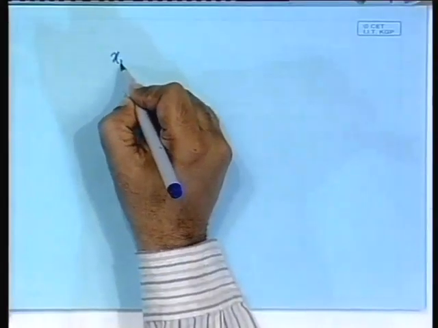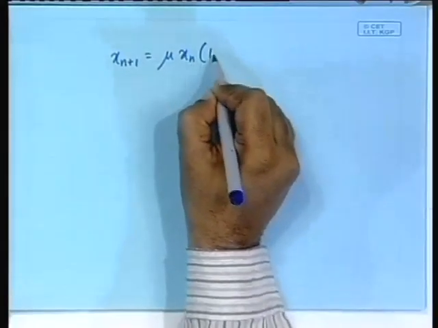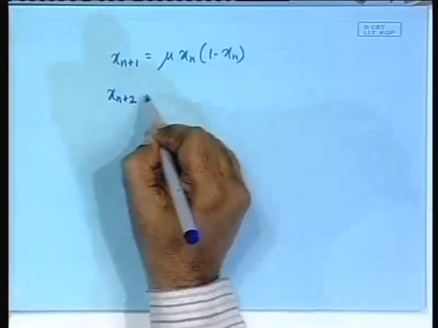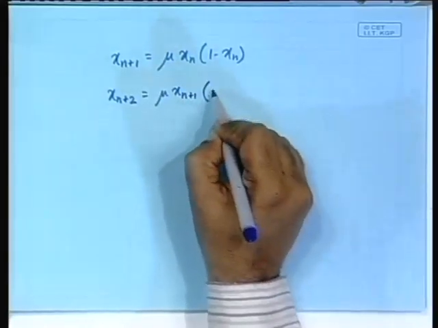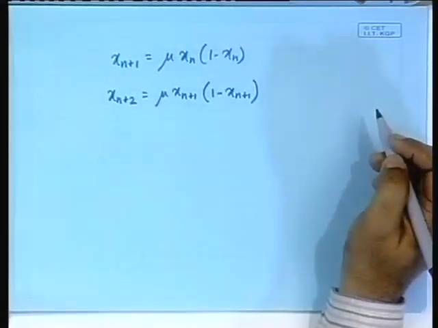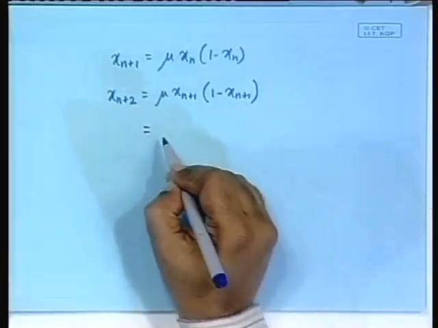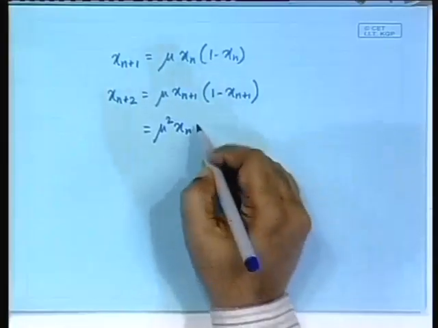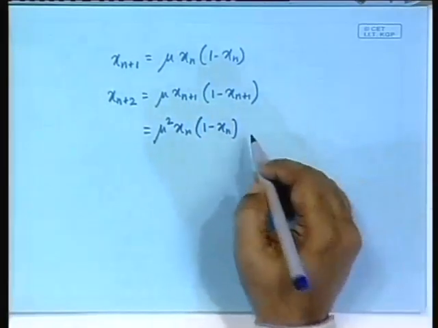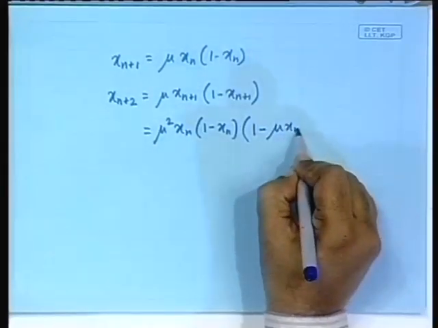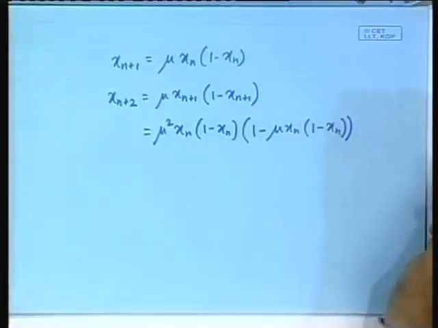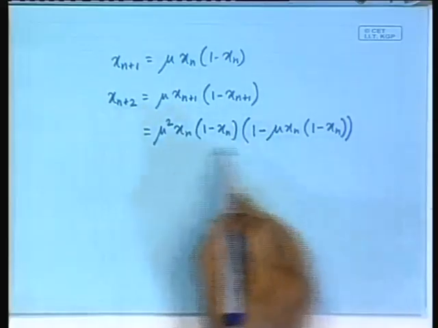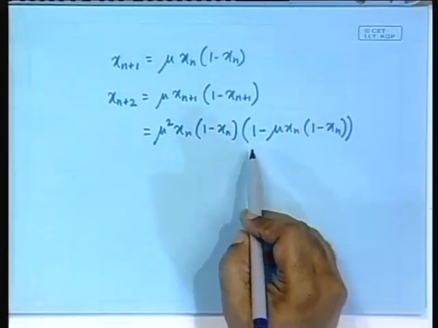How do you find out if period 2 is stable? On the bifurcation diagram, of course you can, but that is only simulation, it is not theory. So let us try to do it theoretically. You have x n plus 1 is equal to mu x n (1 minus x n). Therefore, x n plus 2 is mu x n plus 1 (1 minus x n plus 1). Substitute this, you get mu square x n (1 minus x n) for this one, and for this one (1 minus mu x n (1 minus x n)). This is a fourth order polynomial equation, and its roots will tell you.